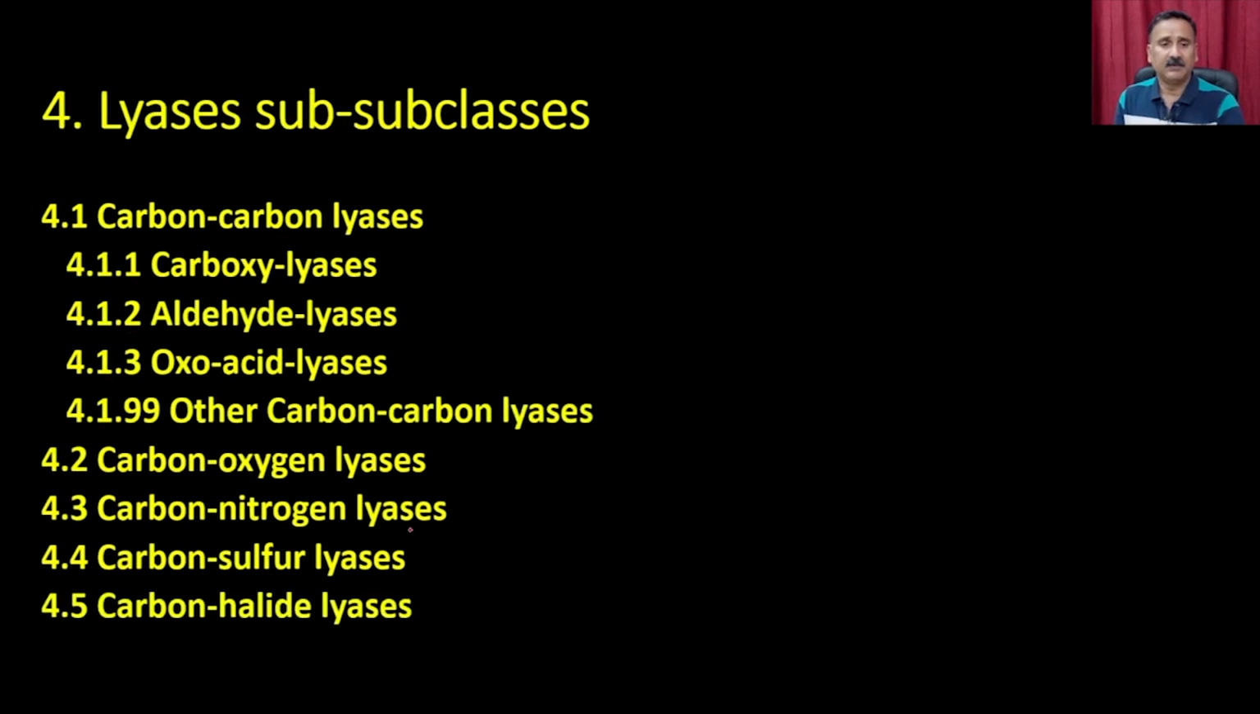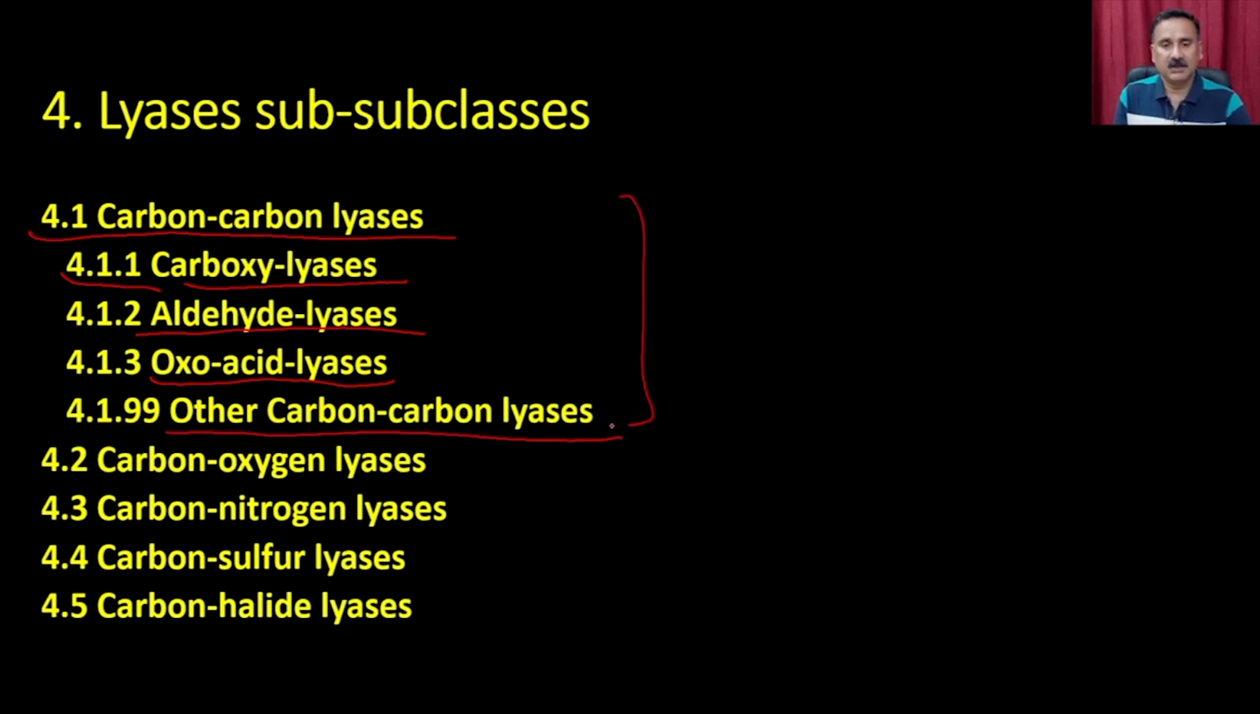Then these groups are further subclassified into sub-subclasses. For example, EC 4.1, the carbon-carbon lyases, includes 4.1.1, the carboxy-lyases, 4.1.2, the aldehyde-lyases, 4.1.3, the oxoacid-lyases, and 4.1.99, the other carbon-carbon lyases. So, this is just the classical way of classifying the subgroups. We have subgroups for this one also, and we have subgroups for all these groups also.